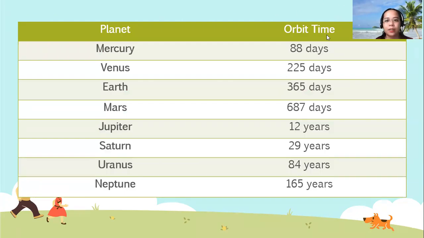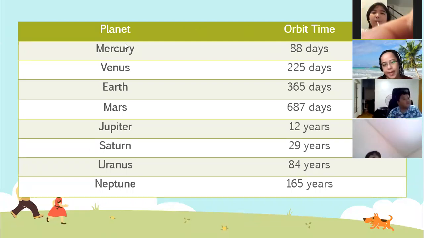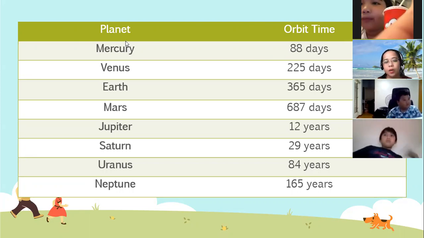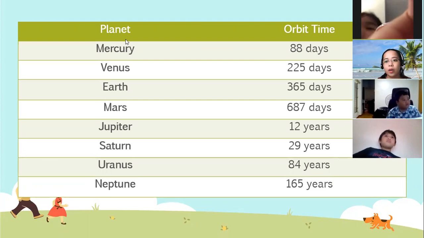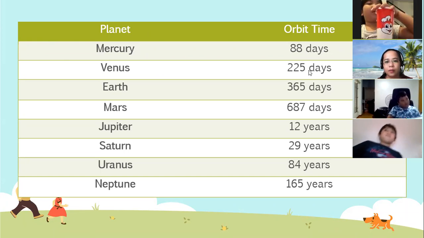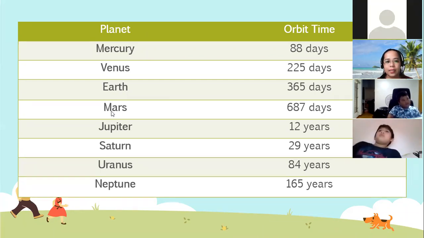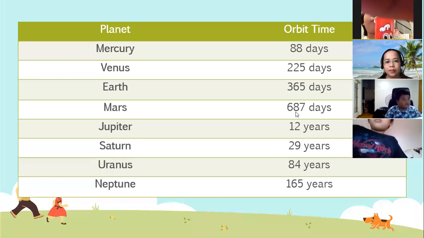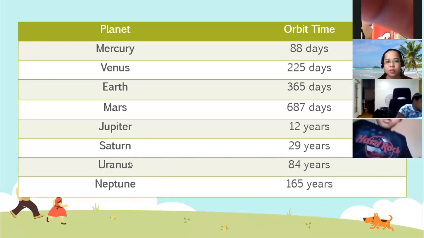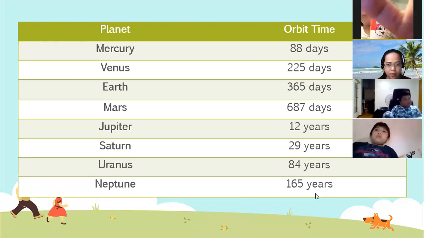So take a look here. This is the orbit time of each planet. It is how long it takes for each planet to complete one year, one full orbit. As you can see, Mercury takes 88 days, Venus 225 days, Earth 365 days, Mars 687 days, Jupiter 12 years, Saturn 29 years, Uranus 84 years, and Neptune 165 years.